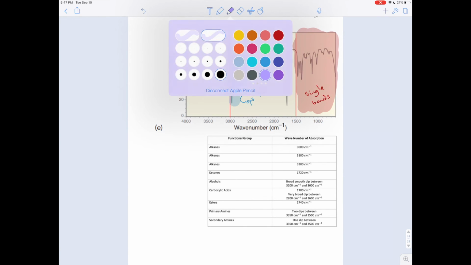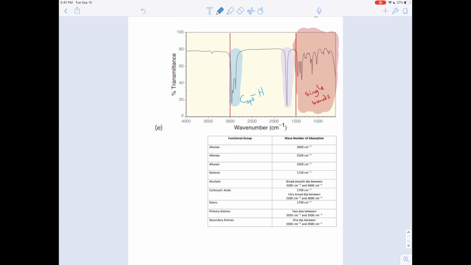We have an absorption at around 1700. So notice it's 15 here, 16, 17, maybe a little bit higher than 17. And so that would tend to suggest a ketone all by itself. And those are the only absorptions we have. So there we go. All the evidence we have points to ketone.